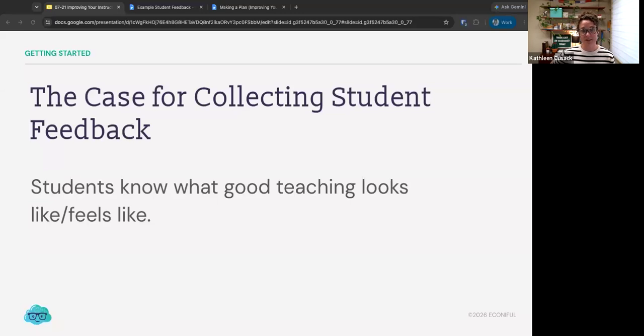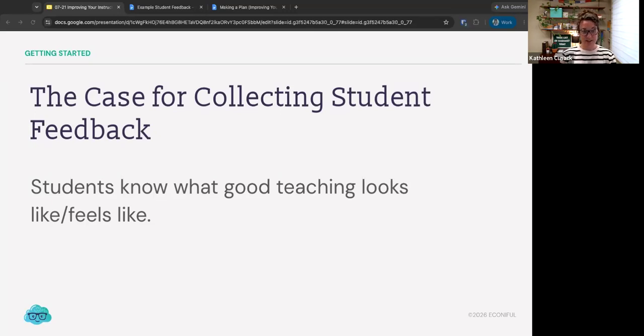So when we are sincerely asking students their opinions about how we can be better teachers, and we're acting on their feedback, and then we're sharing how their feedback is helping us learn to be better at our jobs, we're creating a space where students feel like they belong.